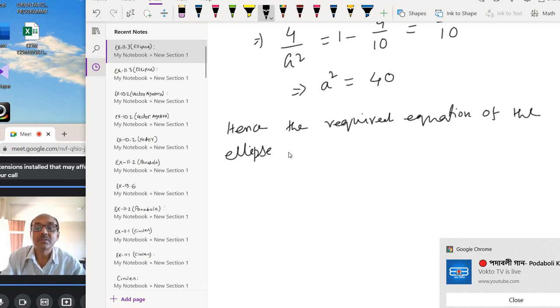hence the required equation of the ellipse is x square by 10 plus y square by 40 equal to 1. This is the answer. Okay, it is clear.